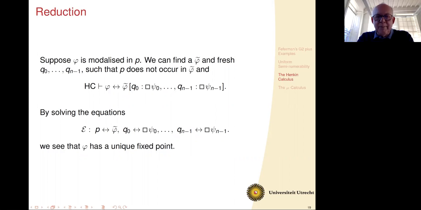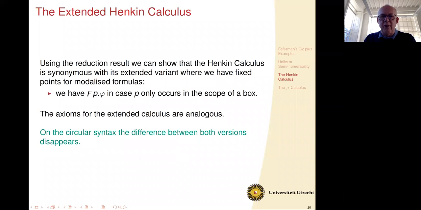And if you then look at the equations P if and only if phi tilde and Q0 if and only if box psi 0, etc., and you solve that system, then you find that it has a fixed point, and that fixed point gives us immediately a fixed point for phi. And so you see that in the Hankin calculus, where we only officially have fixed points for boxed formulas, we also get fixed points for modalized formulas, right? The existence of boxed fixed points implies the existence of modalized ones.